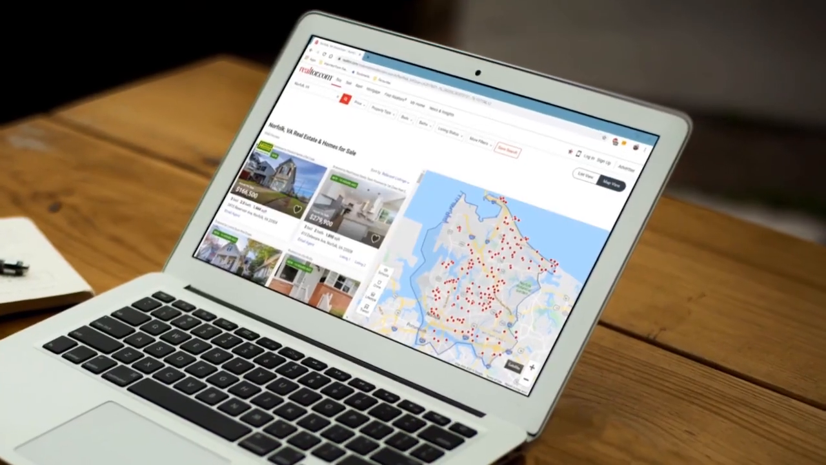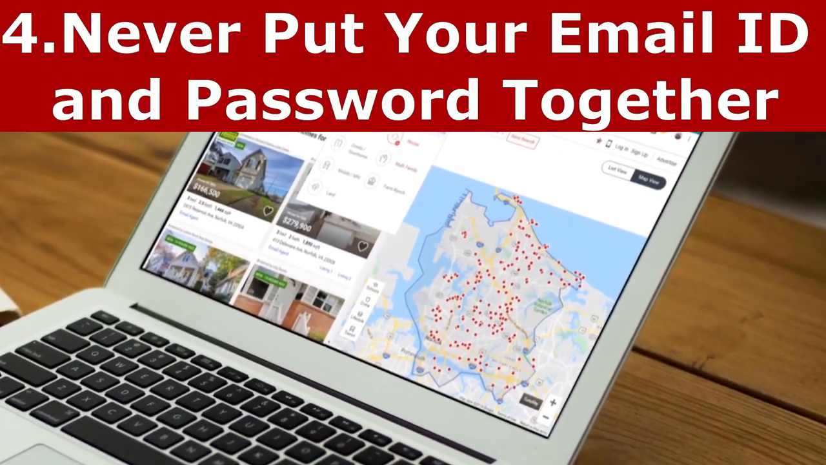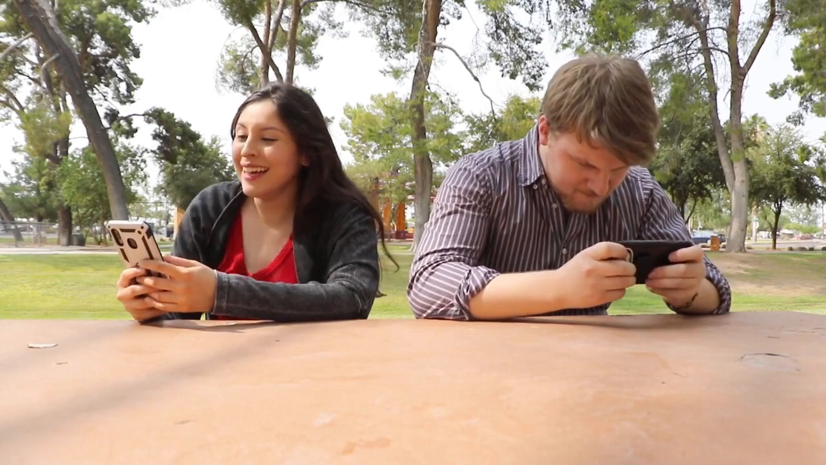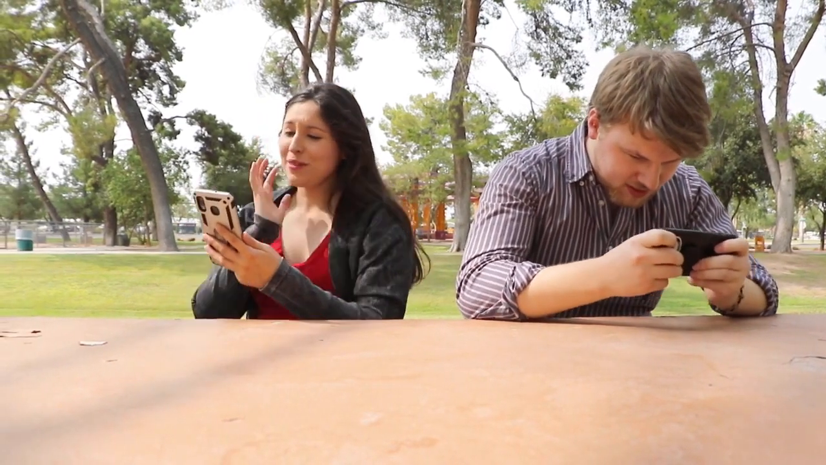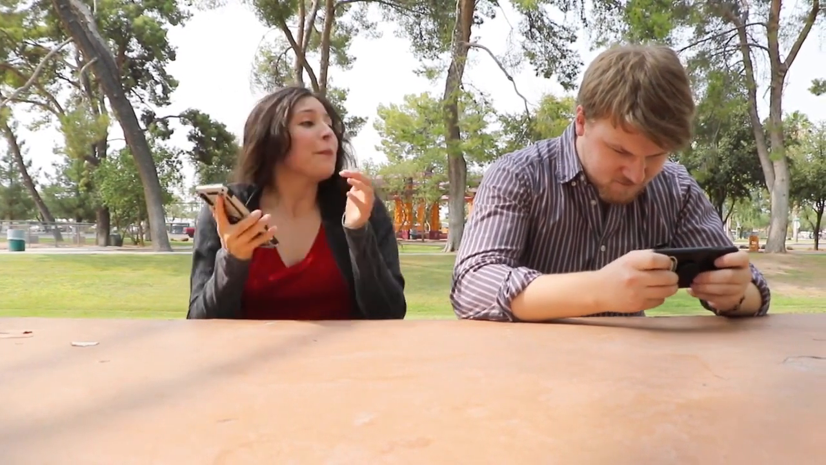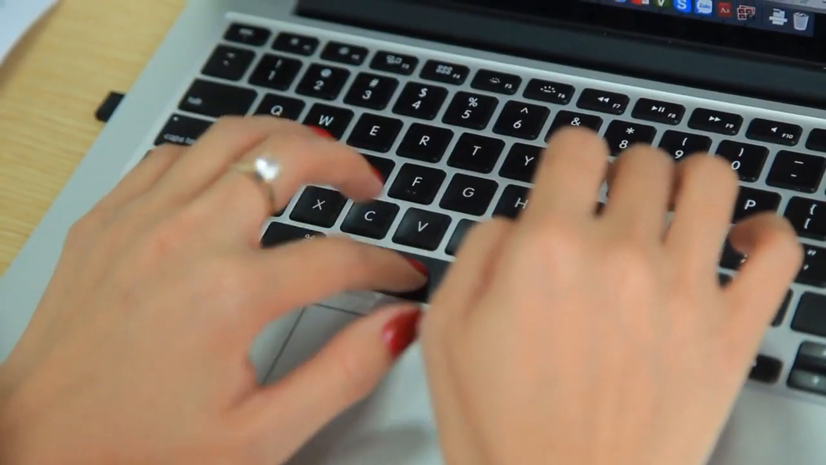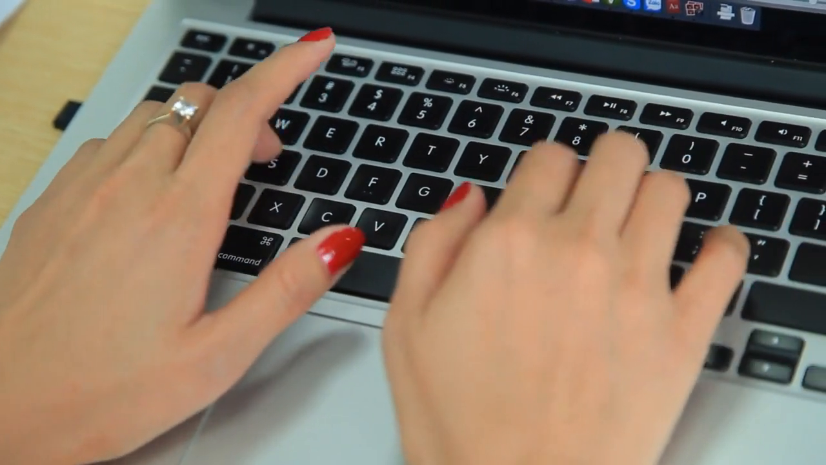Let's come to fourth. The fourth tip is never put your email ID and password together. Some persons write or put their email IDs with the password at the same place to avoid forgetting it. But it may be very dangerous if someone accesses it. He will get your email ID and password together.